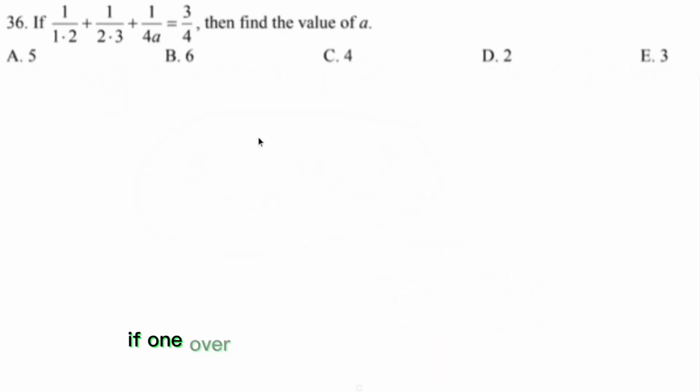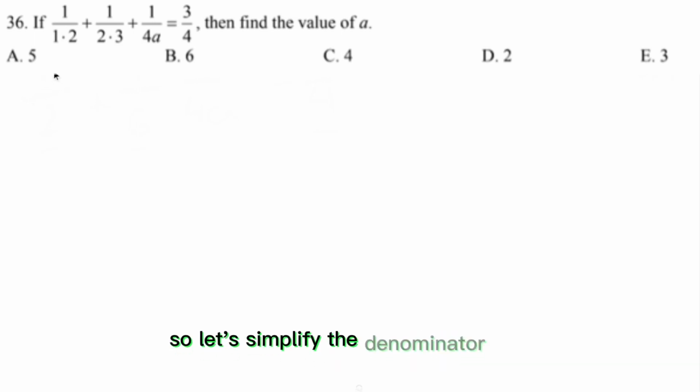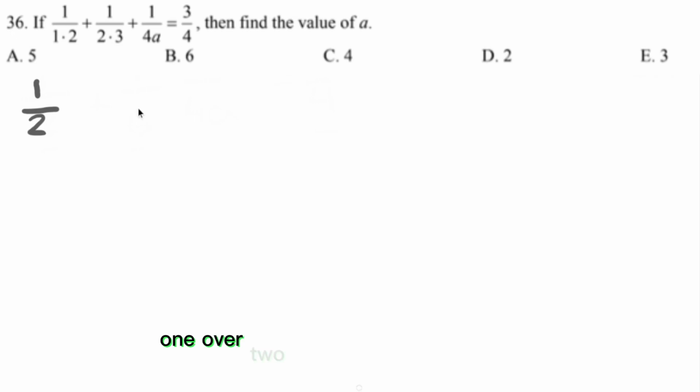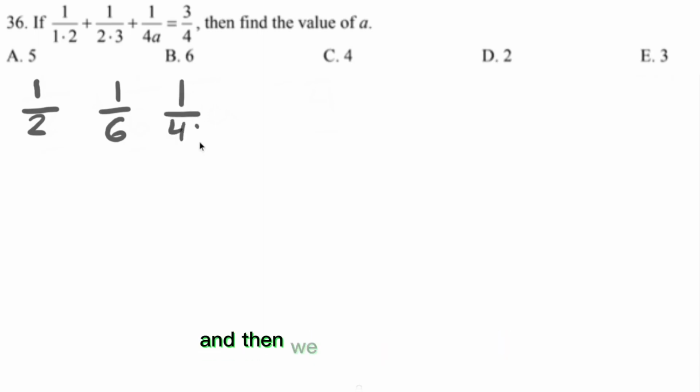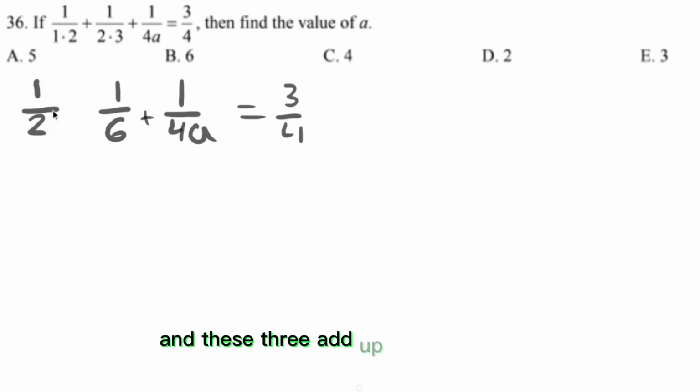36. If 1 over 1 times 2 plus 1 over 2 times 3 plus 1 over 4a equals 3/4, then find the value of a. Alright, let's do this. So let's simplify the denominators first. So 1 over 1 times 2 is just 1/2. 1 over 2 times 3 is just 1/6. 1 over 4a is as well 1 over 4a. And then we have 3/4. And these three add up to 3/4.